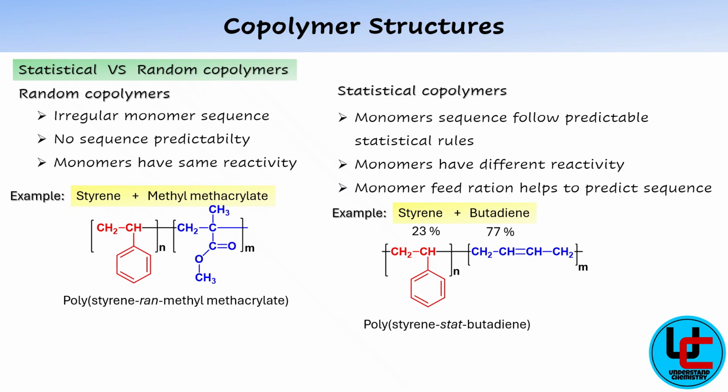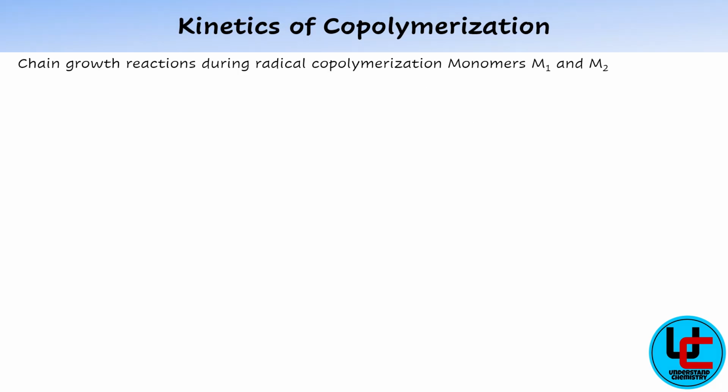For instance, how many butadiene units typically occur before a styrene unit appears. Now let's look at what's happening at the molecular level during the radical copolymerization. We are dealing with the two monomers here, M1 and M2, and the process begins when the radical species initiate chain growth. If the growing chain ends in M1, it can react with either another M1 or M2.